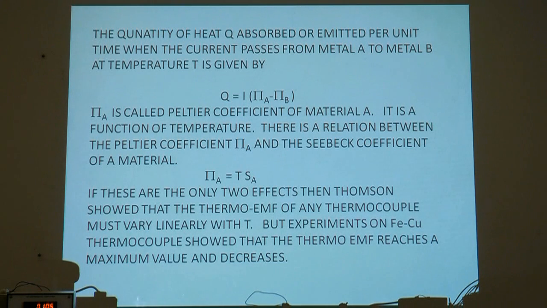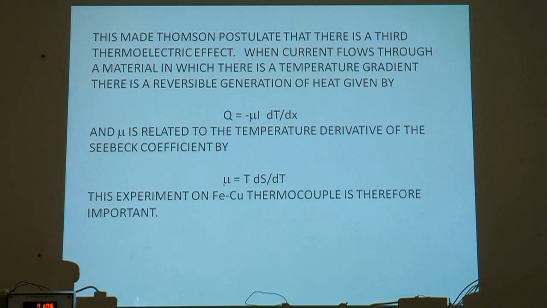So Thomson predicted that there must be a third effect, the thermoelectric effect. When a current flows through a material in which there is a temperature gradient, there is a reversible generation of heat given by Q equals minus mu I times the temperature gradient. Mu is called the Thomson coefficient. Mu is related to the temperature derivative of the Seebeck coefficient.